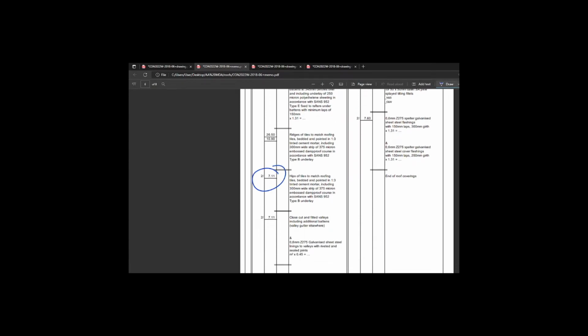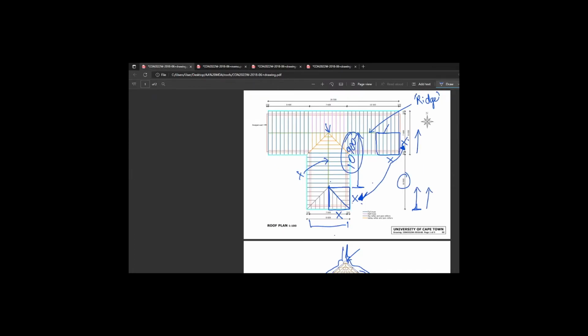Okay? Hips. The hips, I can see that is straight from the ridge. That is a hip rafter value. Okay? And there are two hip rafters. 1, 2. Okay? Let's take a look.